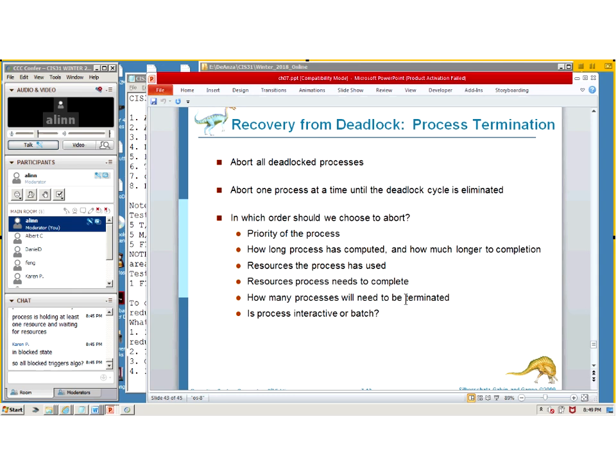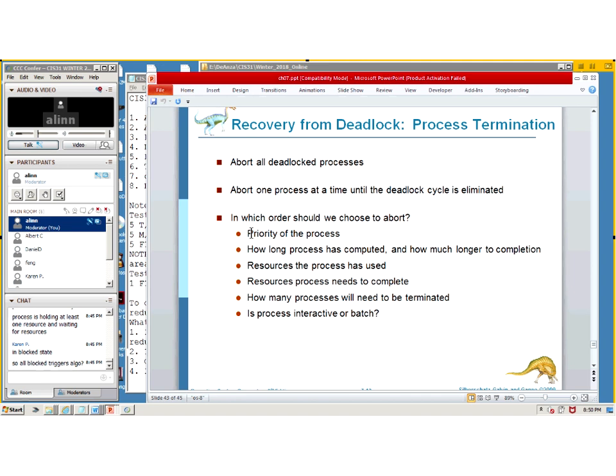Okay, recovery. Abort all the deadlocked processes. That's one way. Abort one process at a time until the deadlock cycle is eliminated. Both of these are used. Depends on the operating system.